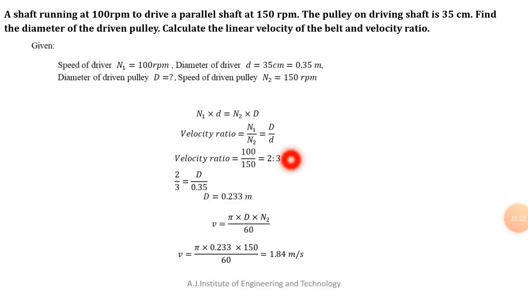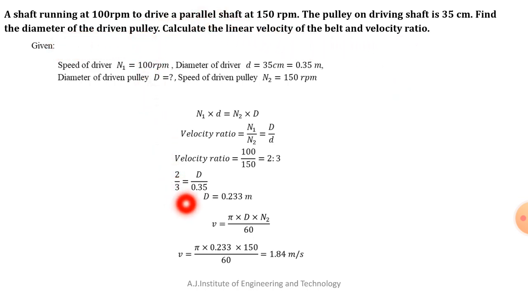So velocity ratio is given by n1 divided by n2, that is 100 divided by 150, that is equal to capital letter D divided by d. So you will get velocity ratio as 2 is to 3. 100 divided by 150 is nothing but 2 is to 3. So that is the answer for velocity ratio. With the help of this one, we need to find out what is the diameter of driven pulley.